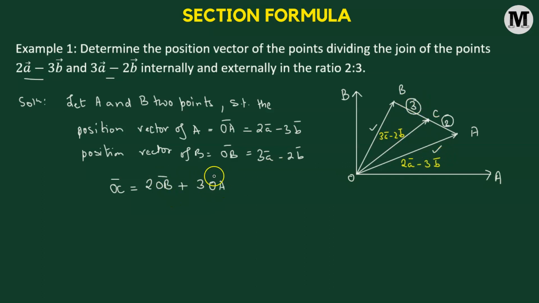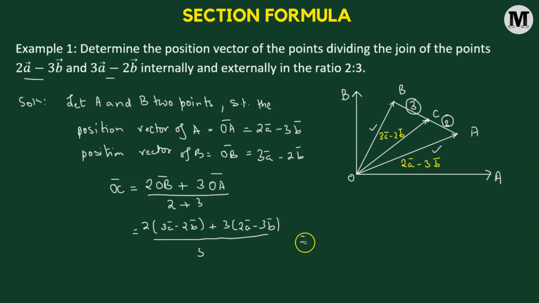Now we have 3 times OA vector divided by 2 plus 3. Fine. Now what's OB vector? So that's simply 3A vector minus 2B vector added to 3 times OA vector. The OA vector will be 2A vector minus 3B vector whole divided by 5. Okay, so let's further simplify this.